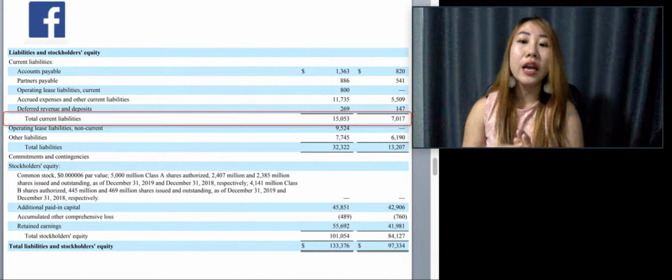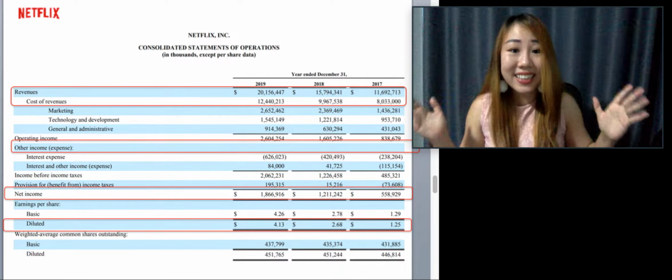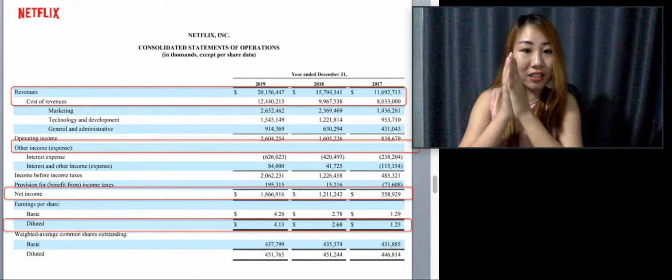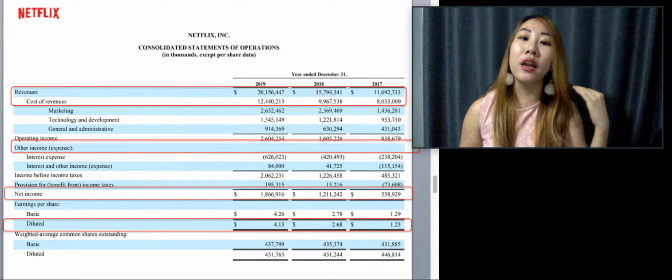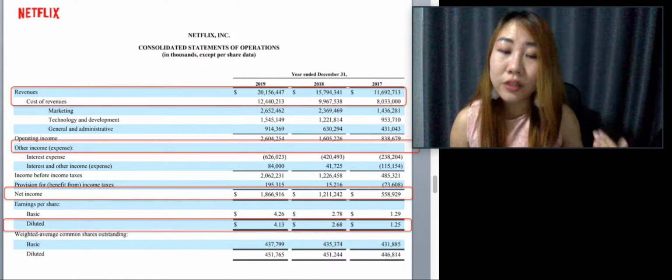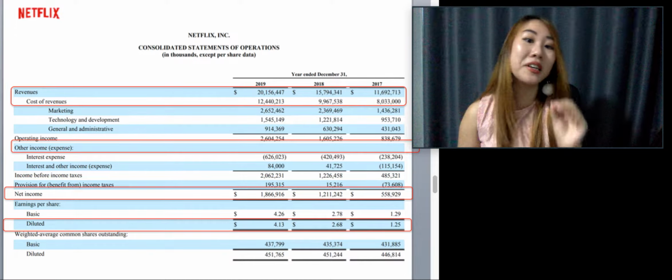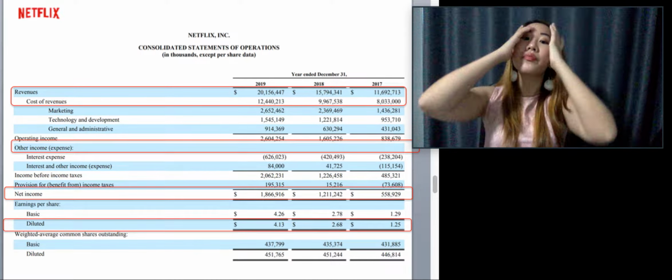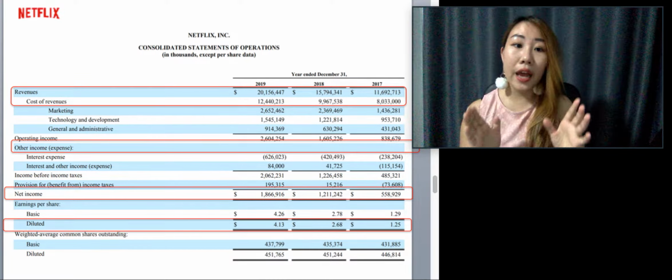Let's move on now to Netflix. In Netflix's case, you can see their revenue growth is fantastic. It's such a great story. They've gone from 11 million in 2017 to now 11 billion, right? Not 11 million, 11 billion, because these are in thousands. Okay, so you can see over here that their revenues have been growing at an exponential rate. They've gone from 11 to 15 to 20. So that's really good. It's like double in just 2 years.